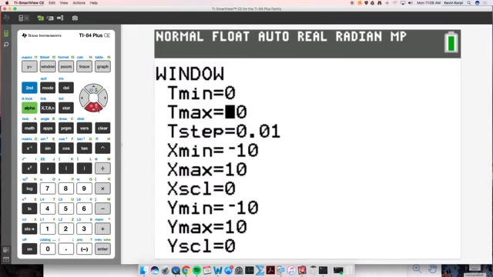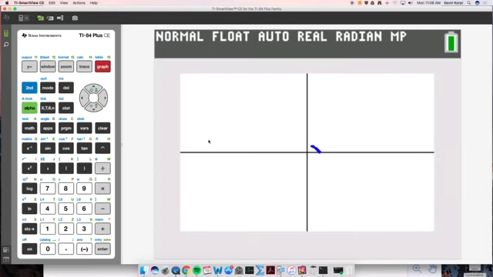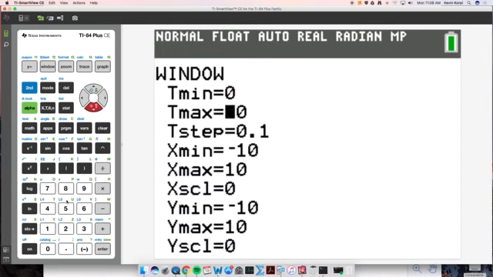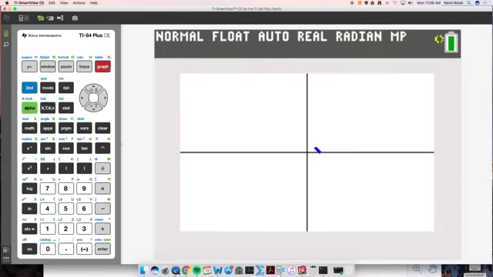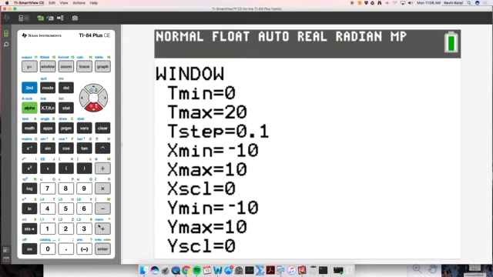What if I speed it up even more and called it 0.1? Oh, it still didn't make it. Okay, let's try this. What if I change my Tmax from 10 to 20? What will that do? Nothing? Okay. How about from 20 to 200?